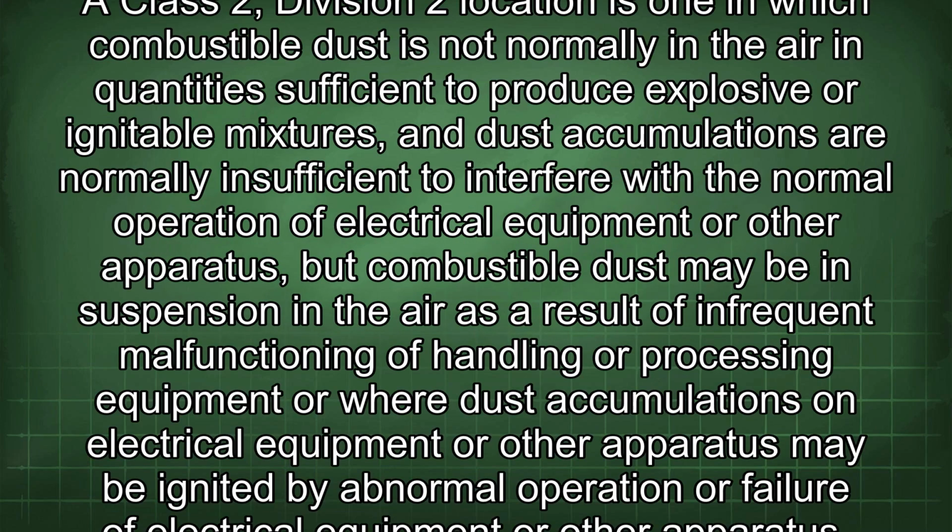A Class 2 Division 2 location is one in which combustible dust is not normally in the air in quantities sufficient to produce explosive or ignitable mixtures, and dust accumulations are normally insufficient to interfere with the normal operation of electrical equipment or other apparatus, but combustible dust may be in suspension in the air as a result of infrequent malfunctioning of handling or processing equipment, or where dust accumulations on electrical equipment or other apparatus may be ignited by abnormal operation or failure of electrical equipment or other apparatus.